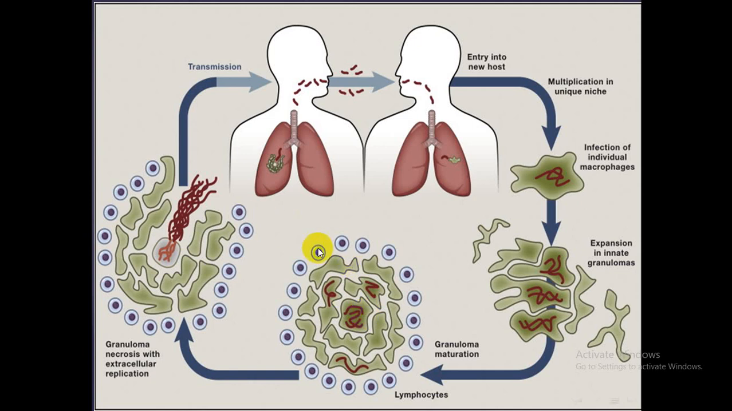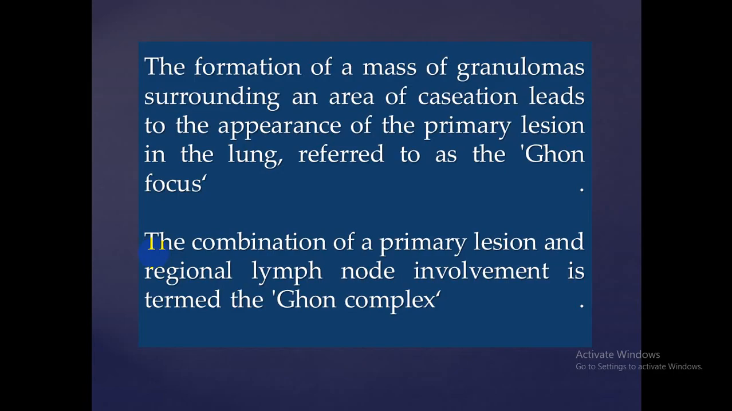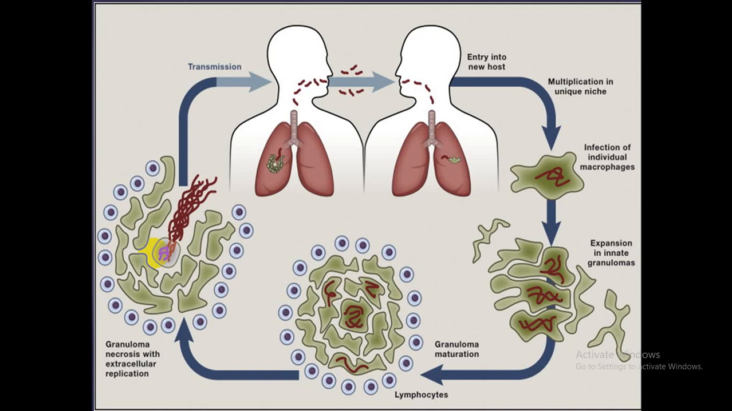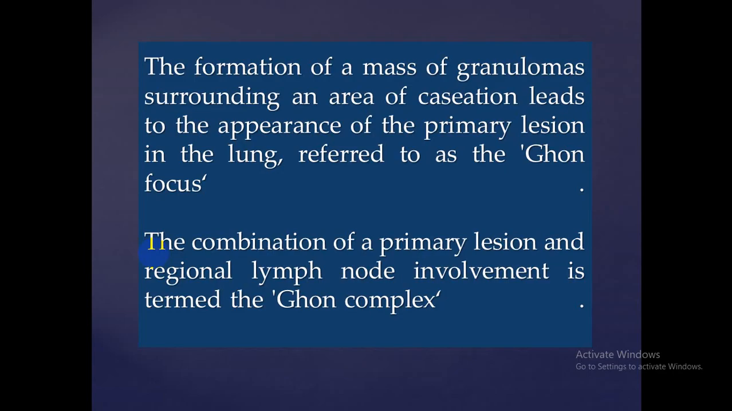So the granuloma forms inside the lung tissue with the bacilli inside, which later on makes a cavity or lung lesion, which can produce more bacilli to infect other people. The formation of this mass inside the lung we call the Ghon focus. And when the bacilli reach the draining lymph node, we call it the Ghon complex.